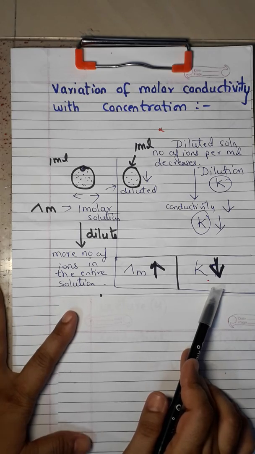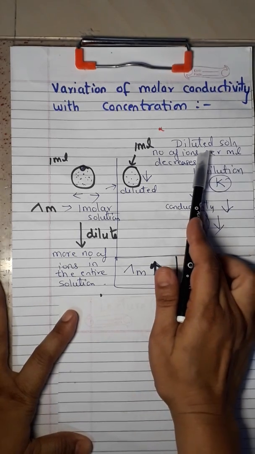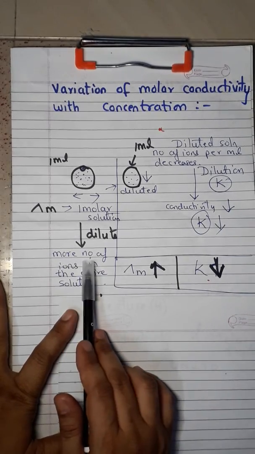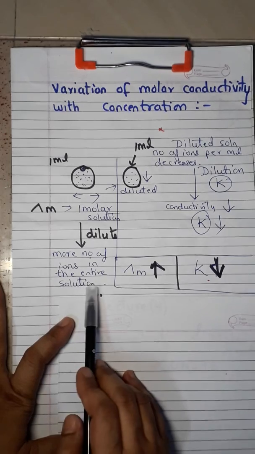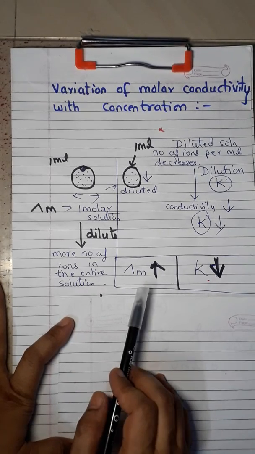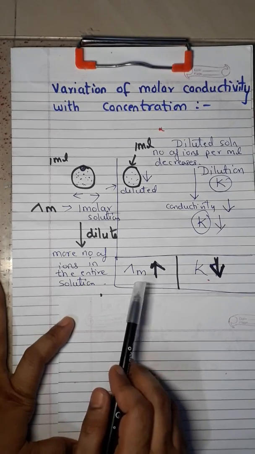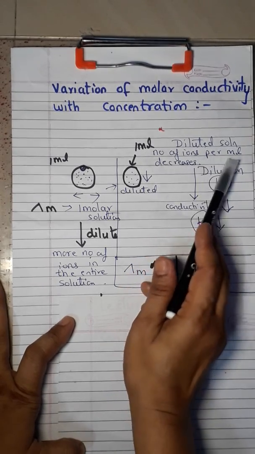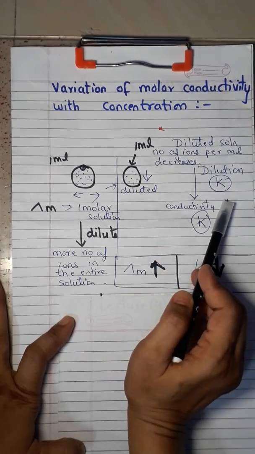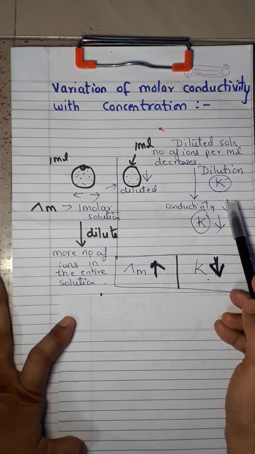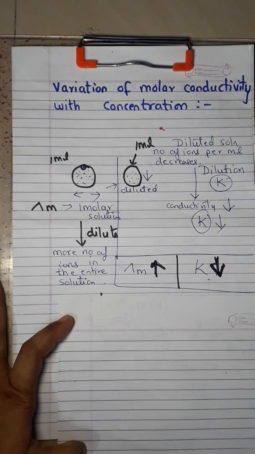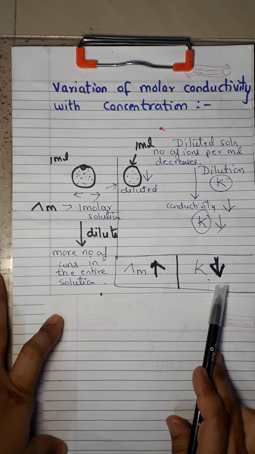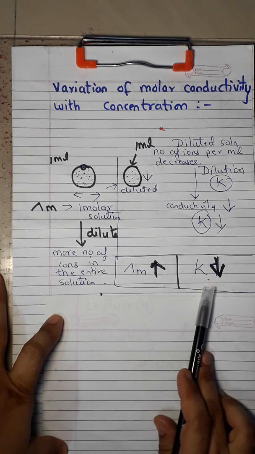I hope you are understanding that when you dilute a solution, the volume of the solution increases, and hence the number of ions as a whole increases, which increases the molar conductivity. But if you take 1 ml out of that diluted solution, the number of ions is going to be less, which will contribute to the conductivity being less than the previous case. So in a nutshell, on dilution, conductivity decreases and molar conductivity increases.